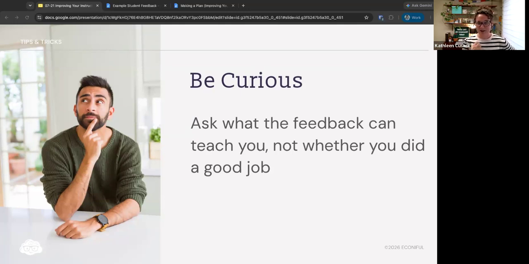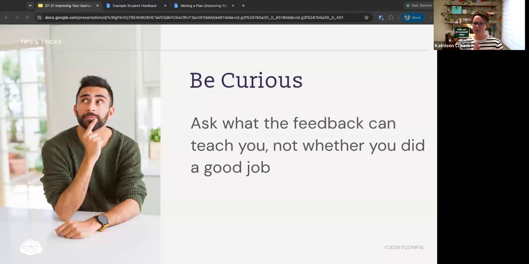If you find yourself shifting to the left side of the spectrum and you start thinking, am I a good teacher? Am I doing a good job? That's a really good signal for you that it's time to pause. You're feeling a lot of feelings, so it's time to take a break, maybe have a snack, take a walk, and then come back to this when you can be curious again.